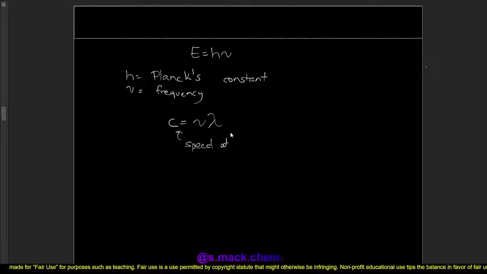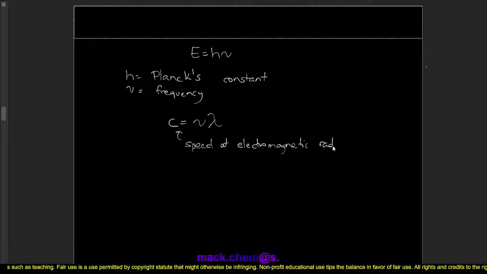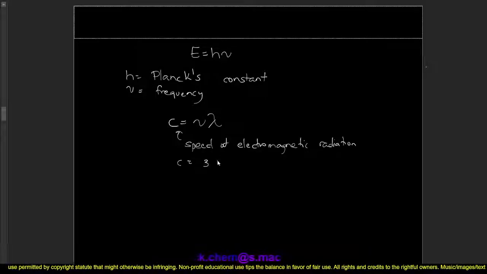That visible light is one form of light energy. We have other forms of energy called electromagnetic radiation. So we're going to call this the speed of electromagnetic radiation, which can behave both as a particle and a wave. The value for C is equal to 3 by 10 to the 8 meters per second. So we can substitute into this equation to solve for frequency given wavelength or vice versa.